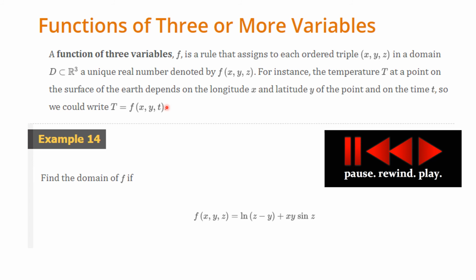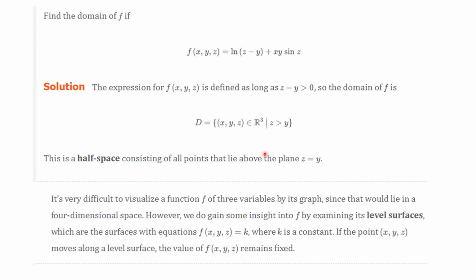Find the domain of f if f of x, y, z is the natural logarithm of z minus y, plus xy times sine of z. And you know what to do. Let's see how you did. Okay, well, when you look at this, you realize that the biggest constraint is going to be on the natural logarithm. The argument has to be bigger than 0. So the solution is all points where z is bigger than y. This is a half space consisting of all points that lie above the plane y equals z.